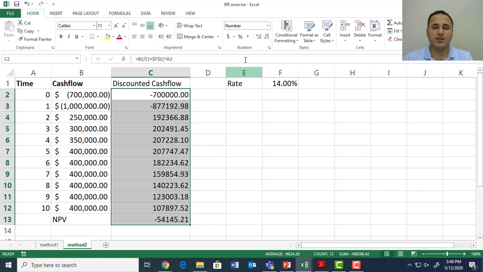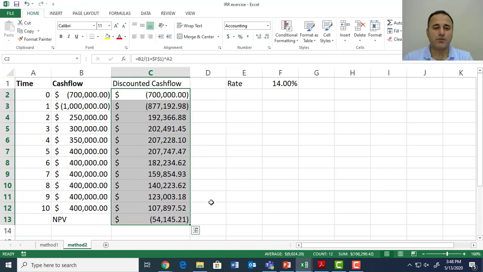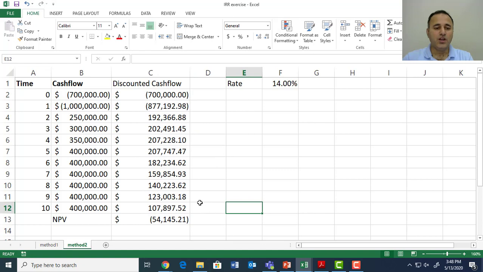And we can make it to 2 decimal points. So the NPV of this project is minus $54,000. Based on the criteria, we have to reject this project because it results in a negative NPV. So anything negative for NPVs, we reject those projects.